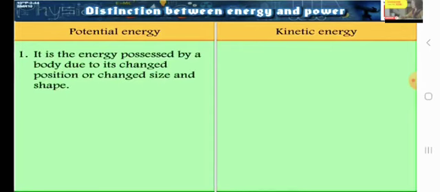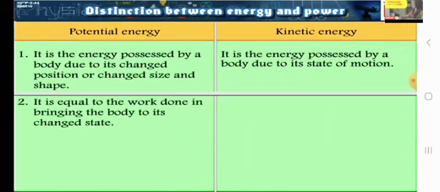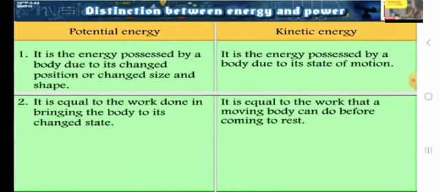Distinction between the potential energy and kinetic energy. 1. Potential energy is the energy possessed by a body due to its changed position or changed size and shape, while kinetic energy is the energy possessed by a body due to its state of motion. 2. Potential energy is equal to the work done in bringing the body to its changed state. Kinetic energy is equal to the work that a moving body can do before coming to rest.